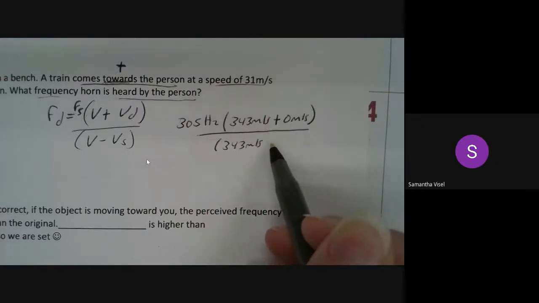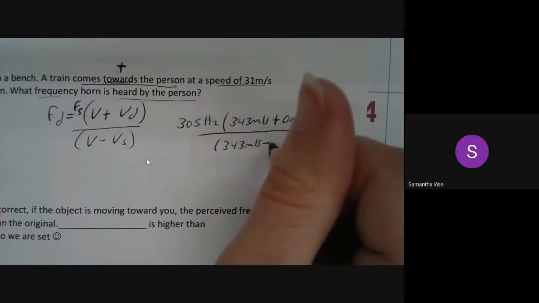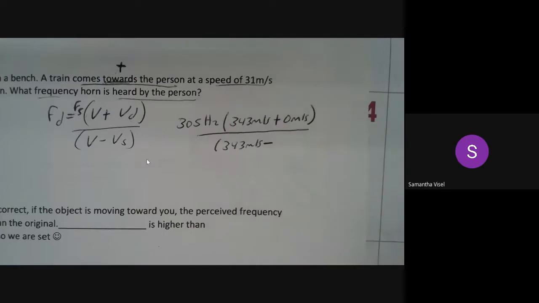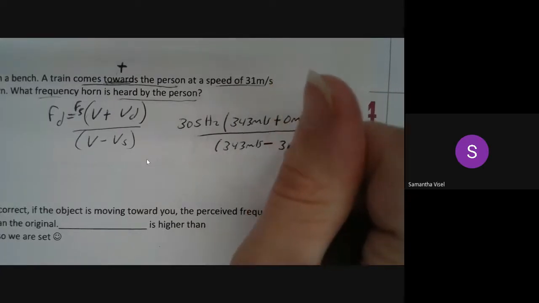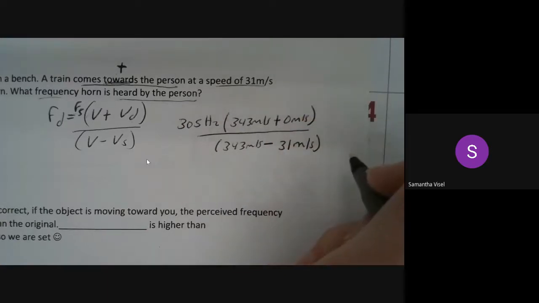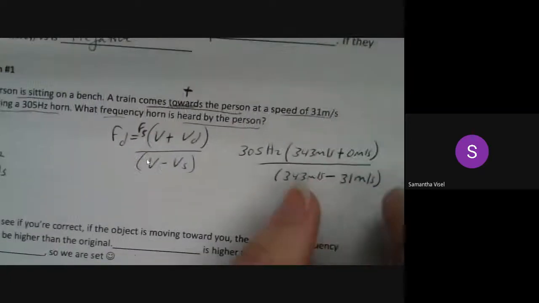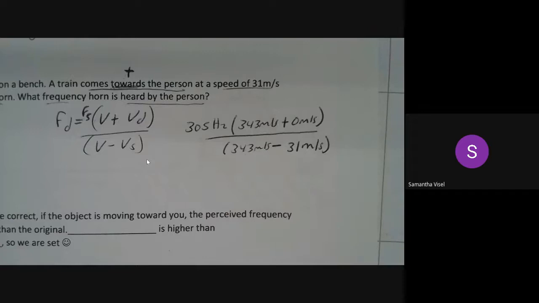Now, remember this sign here is a minus. So I need to write this as a minus. I don't change this to a plus because my velocity is positive. I just use this as a positive velocity. So minus a positive 31 meters per second. And if this velocity was negative, because the train was leaving away, then I write this as a negative 31. And down here, I would then write this as 343 minus a negative 31.